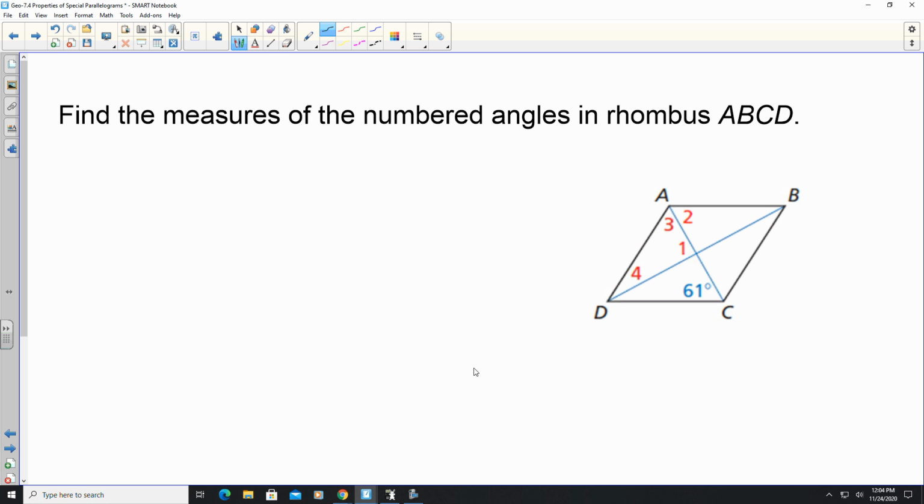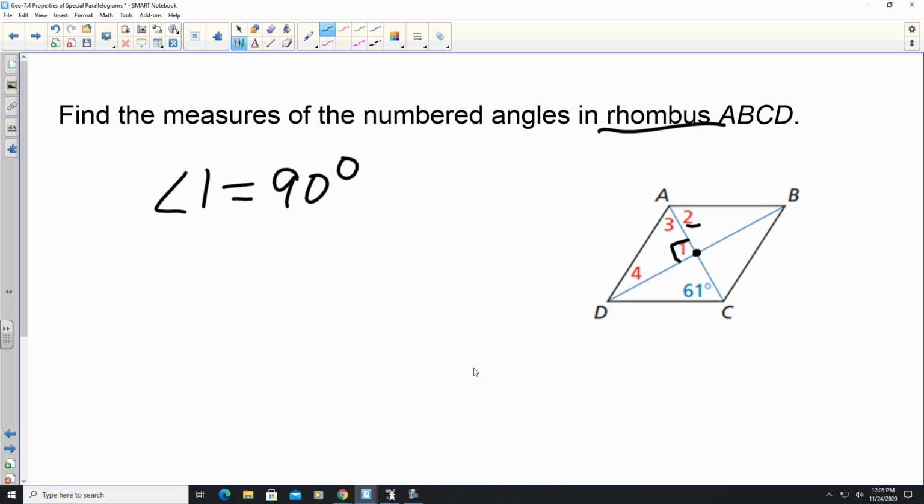All right, so in this particular situation, they want us to find the measurements of angles 1, 2, 3, and 4. They're telling you that it's a rhombus. So when they tell you it's a rhombus, that means it possesses all the characteristics of a rhombus. So with that being said, let's go in and start solving some of these problems. First off, with angle 1, because I have 2 diagonals here, I know that it intersects at a 90-degree angle. So I can tell you that angle 1 is 90 degrees.